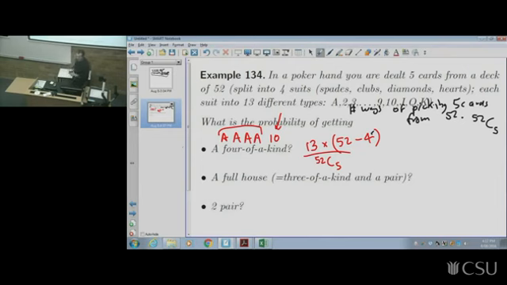And so that will be the answer. That's 5. You're just really good. You're really good at poker.